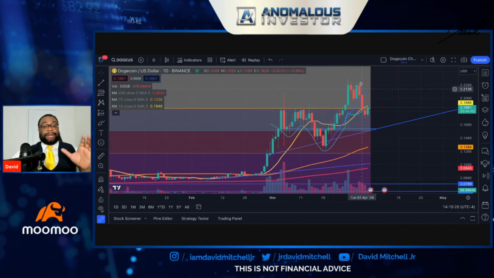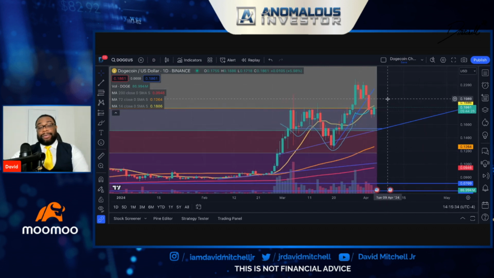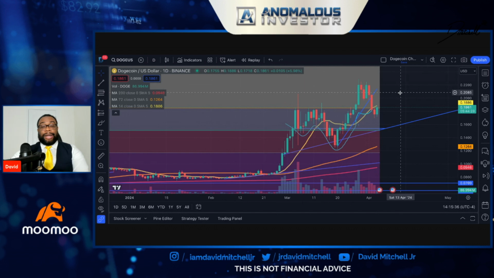We had two tests before this broke, so I don't necessarily believe that we're going to have to test this 3 or 4 times. I'd be shocked if we did. But the next time we test the 22, based off of history, we should be able to break right above that and run after that to around that 30-cent range. On the downside, obviously 18 to 15.